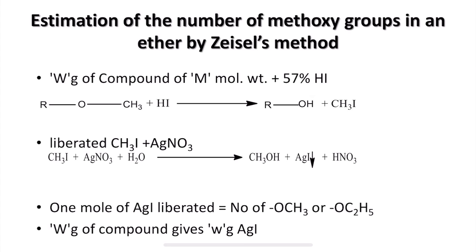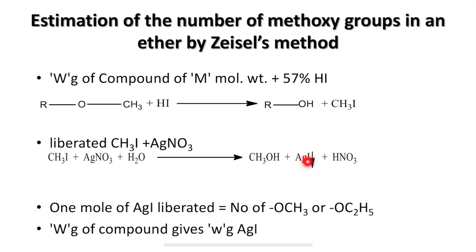What happens when this reaction is done? We get the corresponding alcohols, along with methyl iodide. The methyl iodide which is liberated is absorbed in alcoholic silver nitrate. What happens? Silver iodide is precipitated out. This precipitated silver iodide is used to calculate the number of methoxy or ethoxy groups.